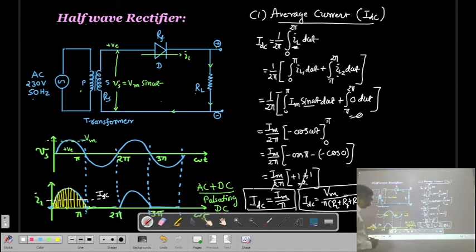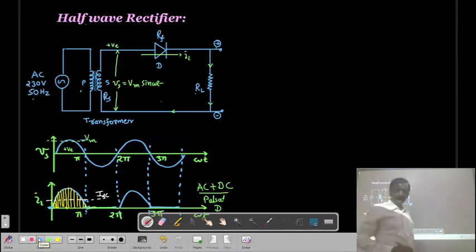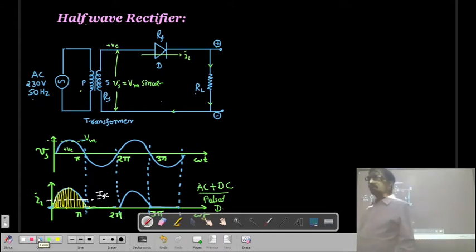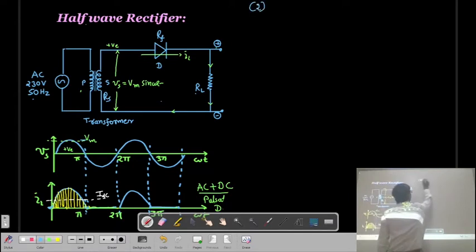Okay. Now we will calculate another parameter, and that is the RMS value of the current. Because whatever the load current is, it is not a DC, it is also an AC. So we have to find the RMS value of the current. So the second parameter is the RMS current.